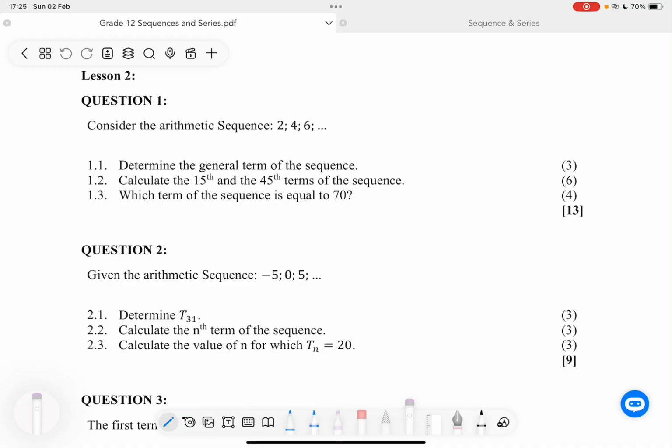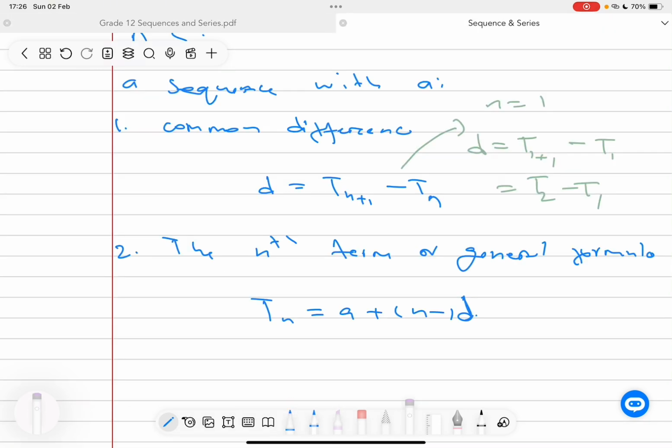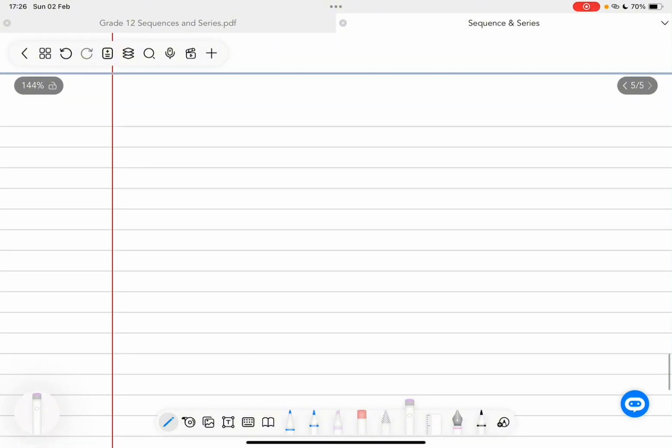Let us now use lesson 1 and lesson 2 to solve problems. We are going to start with question 1. In question 1, they say consider the arithmetic sequence. So we are already told that this is an arithmetic sequence. So our sequence is defined by the terms 2, 4, 6, and they say it goes on like that.